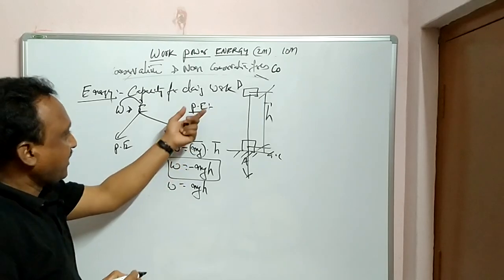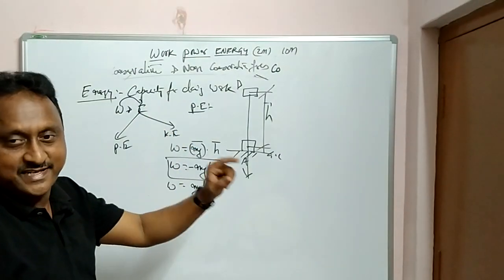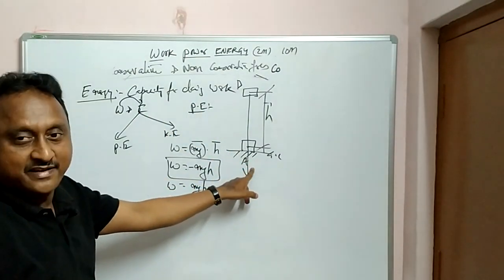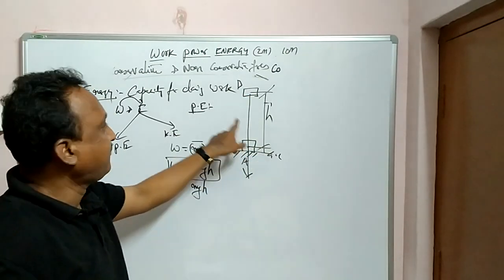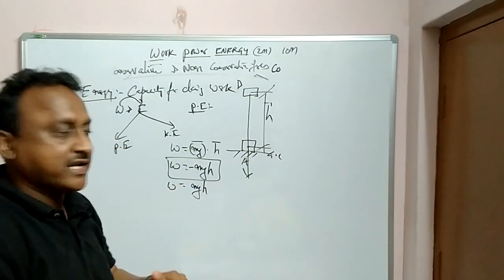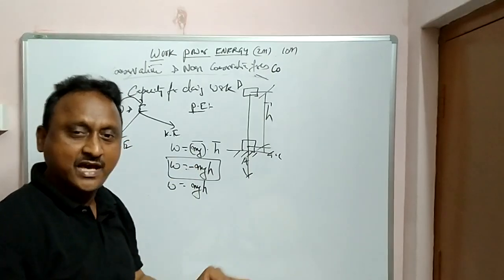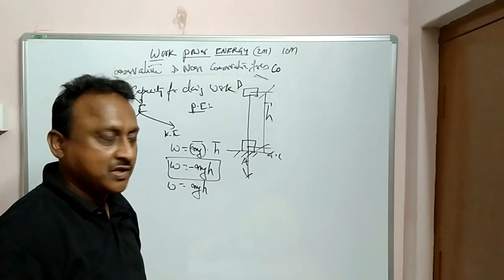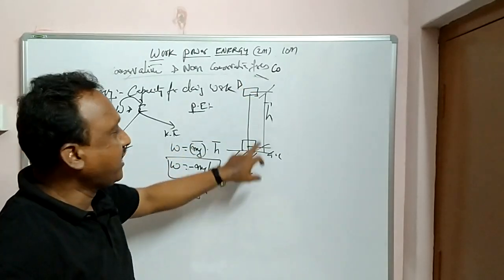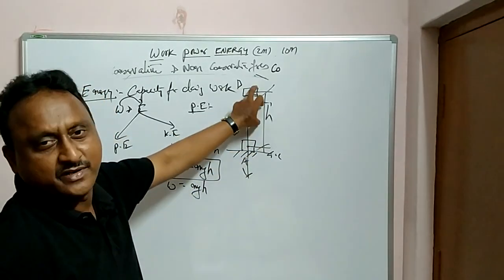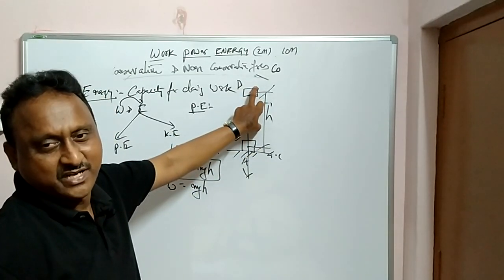Okay, so potential energy means energy possessed by the virtue of its state with respect to the center of mass of the body. How to define PE, potential energy? Potential energy is the energy possessed by the virtue of its state or position with respect to the center of mass of the body. Here also we have to consider its center of mass, for potential energy.